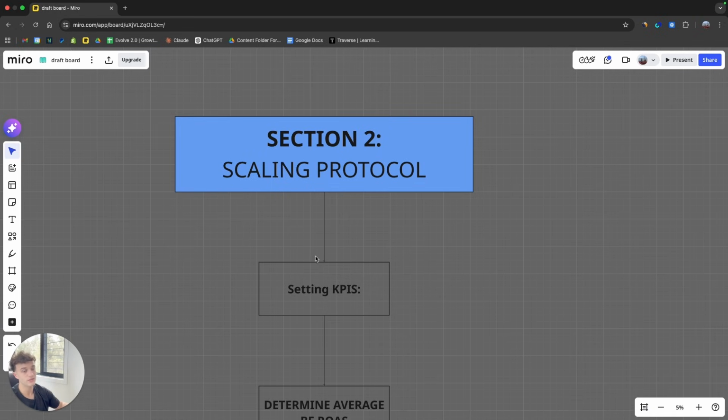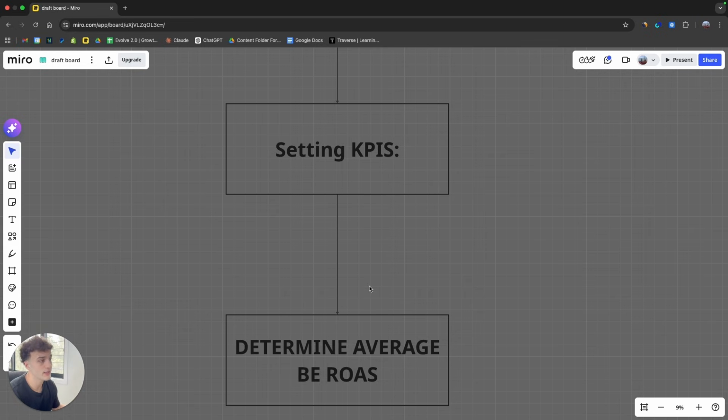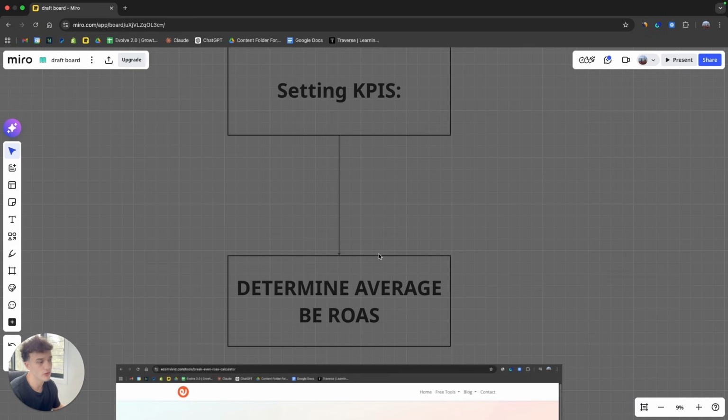So moving on now to the scaling protocol, setting KPIs, what do I look for, how do I actually scale, and just everything like that. The only real metric I'm looking at here, like I was saying before, is amount spent and ROAS. And what I mean by ROAS is our target ROAS. And in order to find our target ROAS, we need to determine our break-even ROAS first.